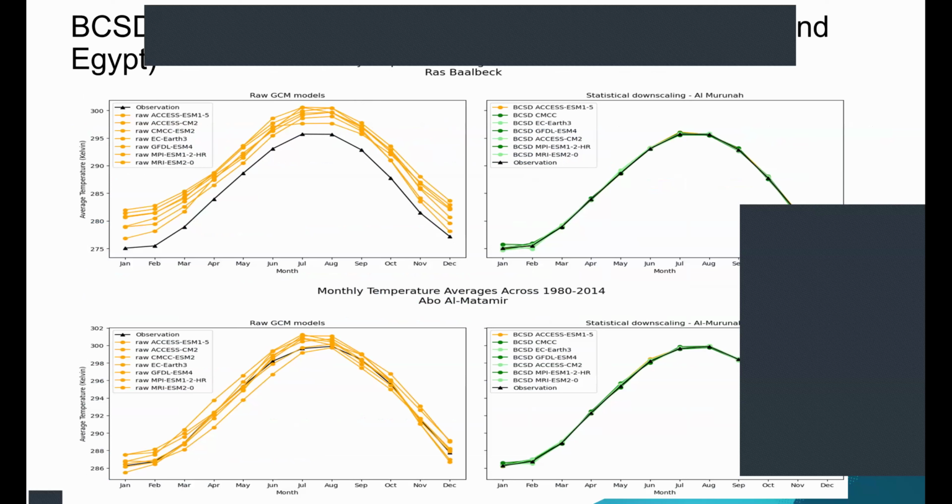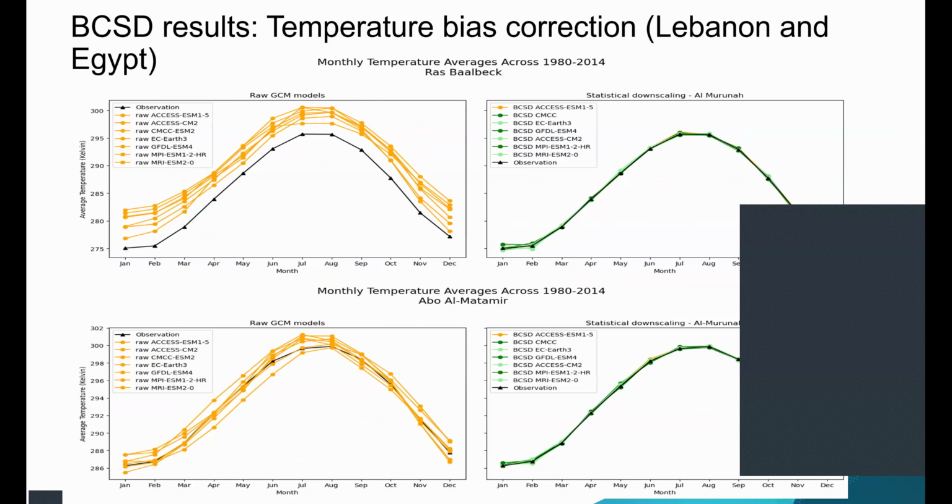And here we present the results of our temperature bias correction using the BCSD method for 2 of our pilot basins, Ras Baalbek in Lebanon and Abu al-Matamir in Egypt. The figures show the comparison between raw GCM outputs, represented in the left column with the orange line, and observation, black line, and our bias-corrected projections on the right column, green lines.